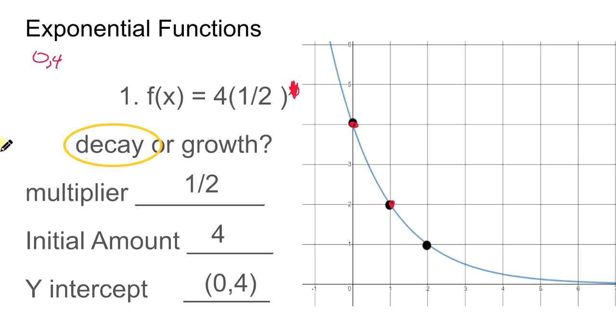And then you'll notice that as the x's get bigger, the y's get smaller, and that's why we call it decay. And in fact, as the x's get bigger, it gets smaller faster. That's another characteristic of an exponential function.